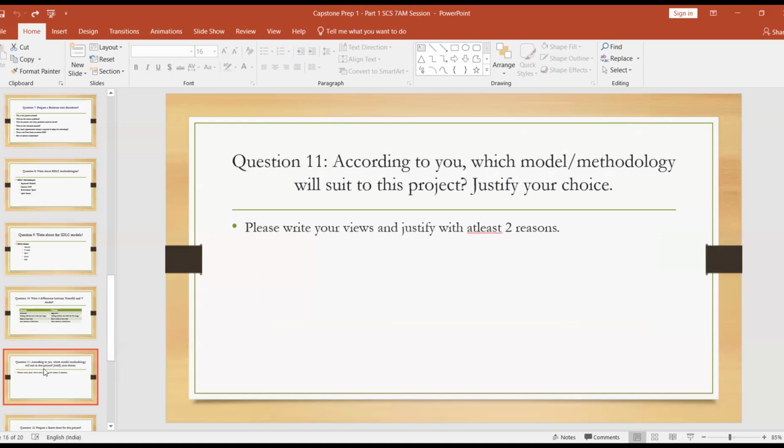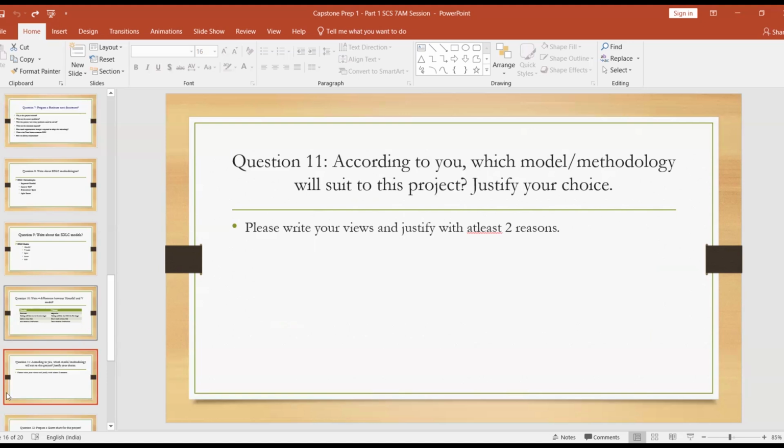And the next question: according to you, which model or methodology will suit this project? Justify your answer. For every individual there will be a different set of answers, so you have to answer as per your thought for this particular case study which will be assigned to you.